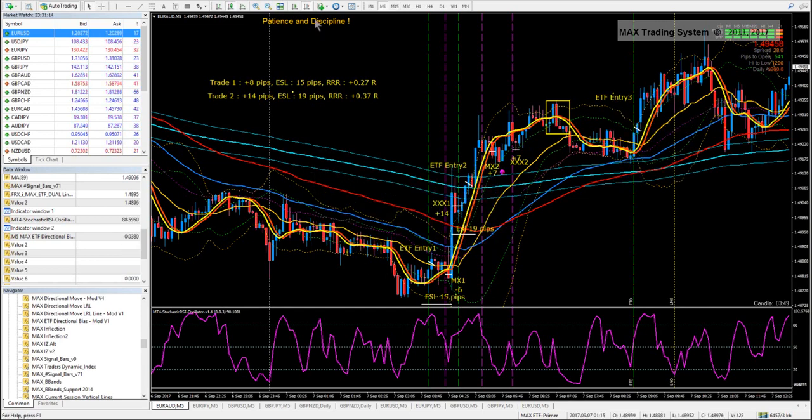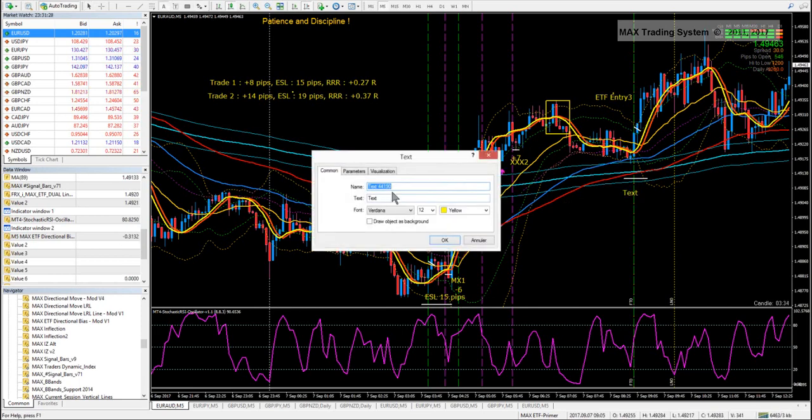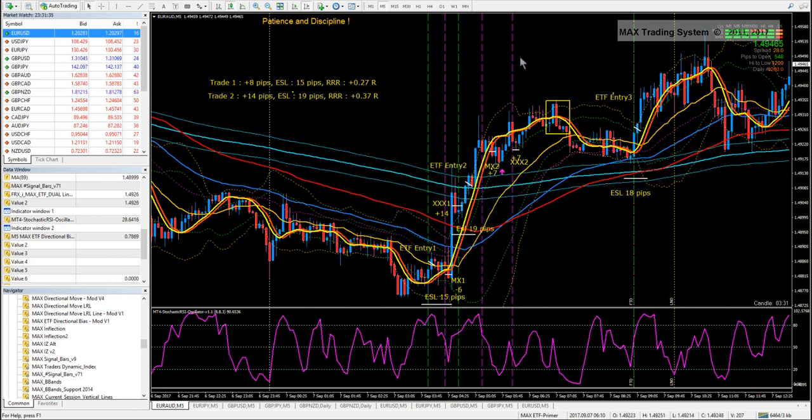Okay, a stop loss was placed in this area for a size of around 15 plus the spread, 18 pips. So approximately the same stop loss as previously. So ESL 18 pips. And then we handle the trade.